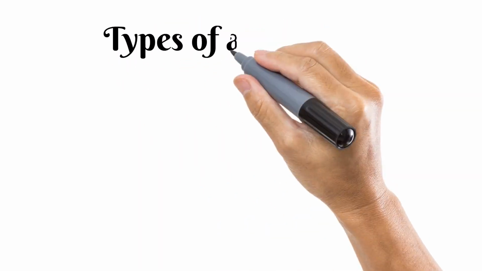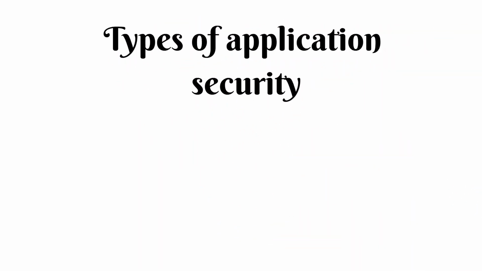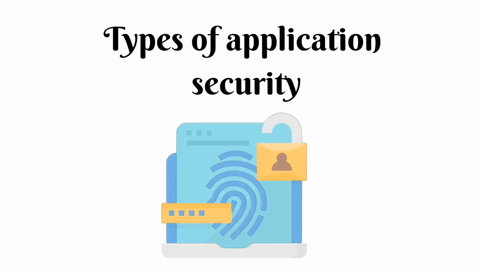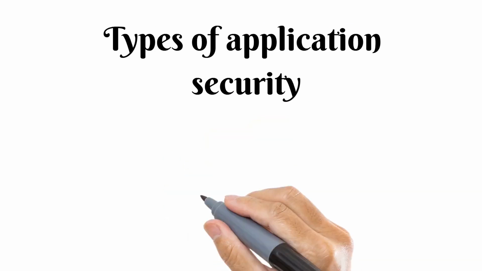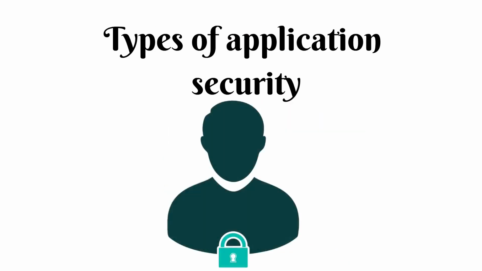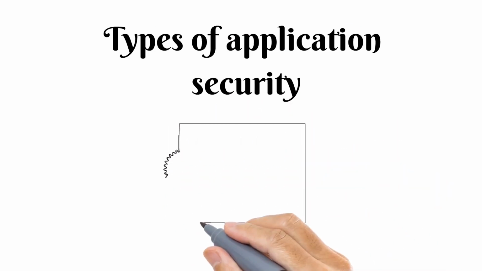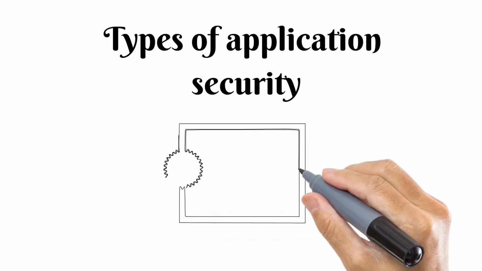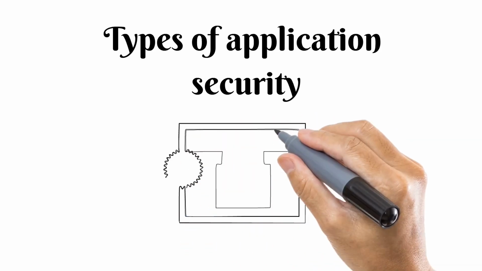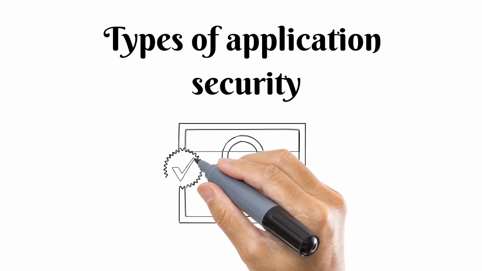Types of application security. Different types of application security features include authentication, authorization, encryption, logging, and application security testing. Developers can also code applications to reduce security vulnerabilities.